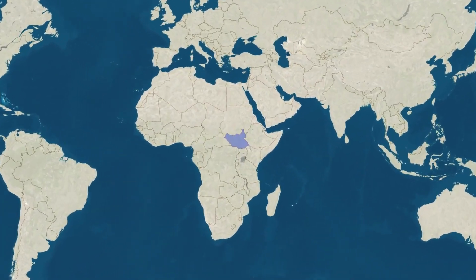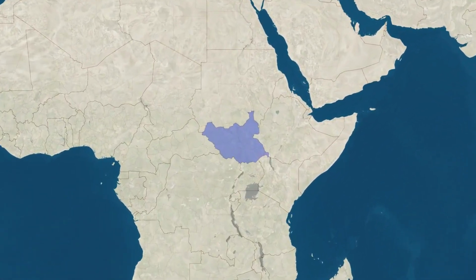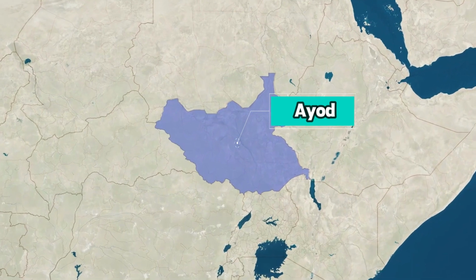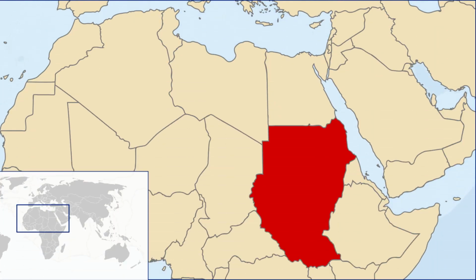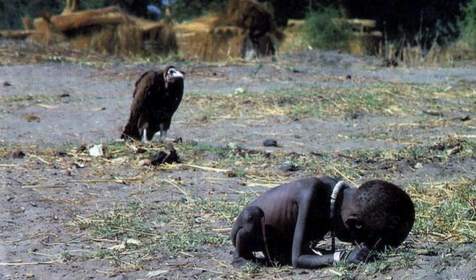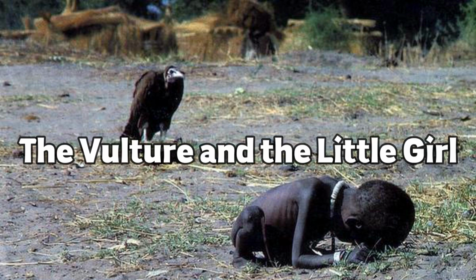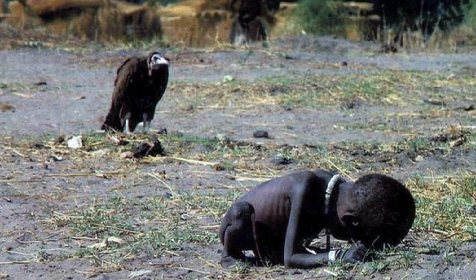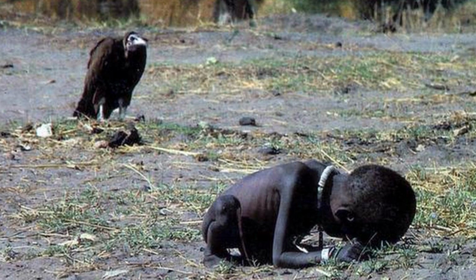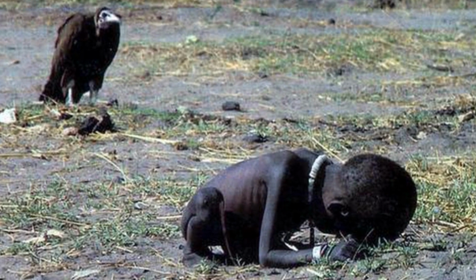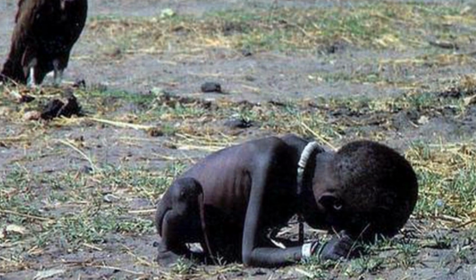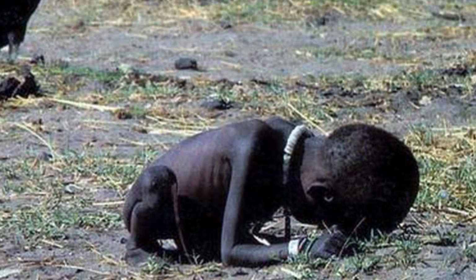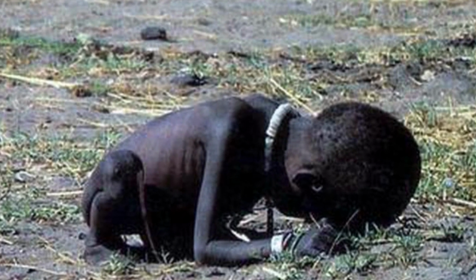In March 1993, in an area called Ayot in modern-day South Sudan, which used to be one country, this picture was taken. A picture named the Vulture and the Little Girl. The picture you're seeing is a little kid laid down on the ground, so hungry that they're about to pass out. And in the back there is a vulture waiting for this kid to die so he can start eating.